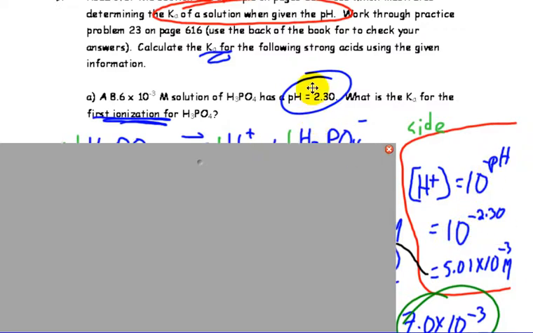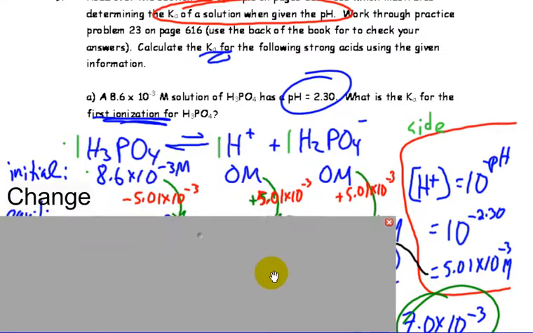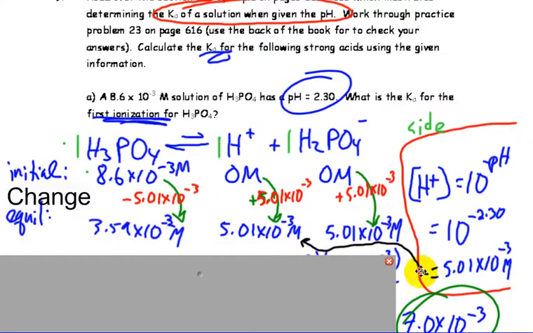So 10 to the negative 2.3, 5.01 times 10 to the minus 3. So with that, I know what the hydrogen ion concentration is at equilibrium. The acid starts off with 8.6 times 10 to the minus 3 molar. So to figure out how much is actually used up, since it is a weak acid, I started off with 0, ended up at 5.01, so I must have added 5.01.